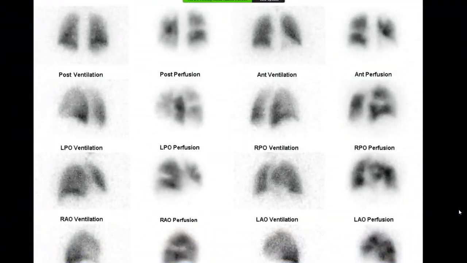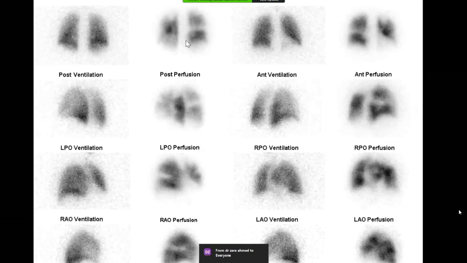I will show you this VQ scan. So this is a planar VQ scan. The first row and the third row are the ventilation images. The second and the fourth rows are the perfusion images, and the comparative images are here. So this is the posterior ventilation, posterior perfusion, anterior ventilation, anterior perfusion. So these two images are paired images. So you can have a look and make your interpretation.